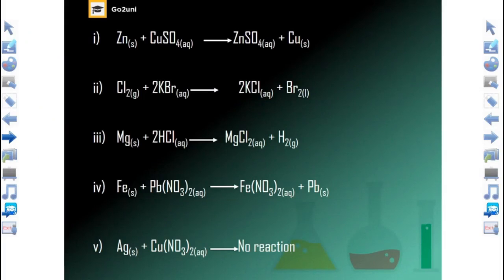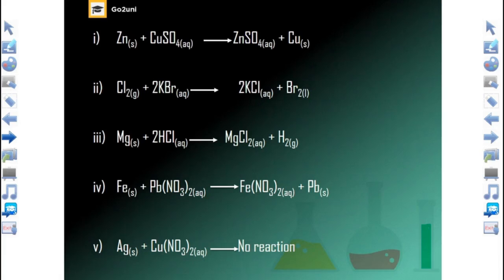Similarly, in equation 3, we have magnesium reacting with HCl to give magnesium chloride plus hydrogen. So magnesium has knocked off hydrogen to take its position. So the compound that was initially HCl will no longer be HCl but MgCl2, because magnesium has knocked off hydrogen from the reaction. Now let us go down to the fifth equation.